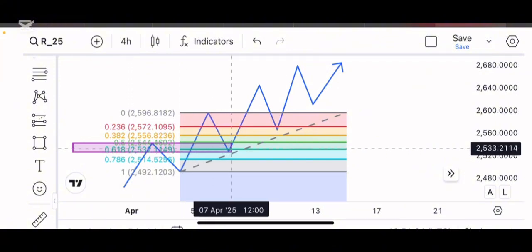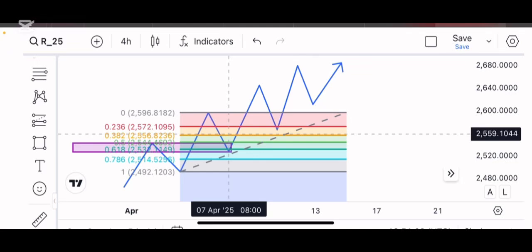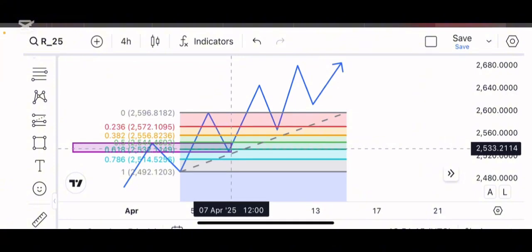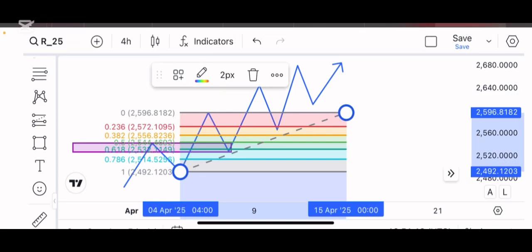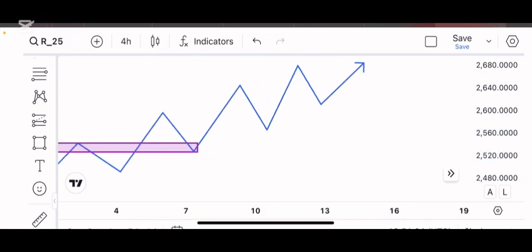So that's a very good point. I told you 61, 50, or 38.2. These are the best Fibonacci ratios. Because the price is retracing from this point, it is very accurate. Confirmation number 2. Now the third confirmation is the RSI confirmation, and this is very, very important.